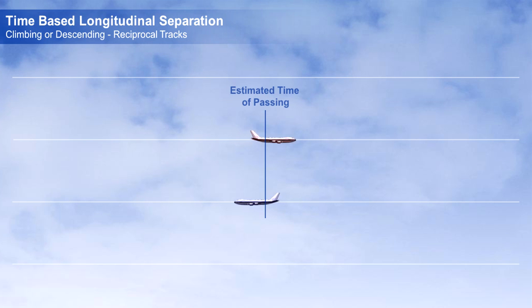Where lateral separation is not provided, vertical separation shall be provided for at least 10 minutes prior to and after the time the aircraft are estimated to have passed. If it has been established that the aircraft have indeed passed, this minimum does not apply.